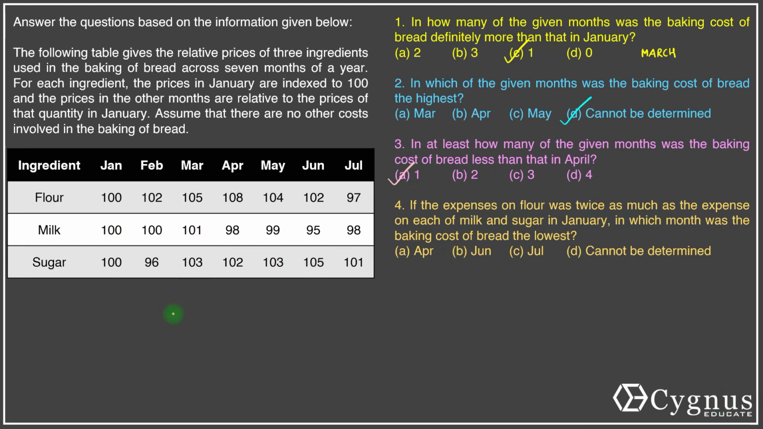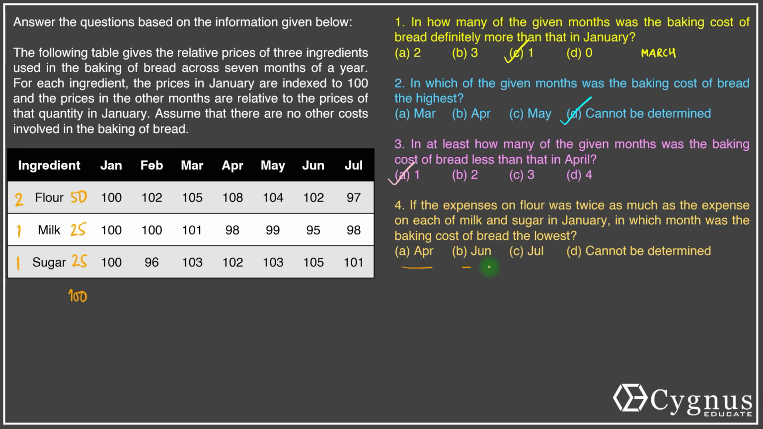If the expenses on flour was twice as much as the expense on each of milk and sugar in January, in which month was the baking cost of bread the lowest? Now they have given us a hint here. Let's say the total cost of baking bread is 100 bucks. Then the cost of flour, milk and sugar should be 50, 25, 25 because the ratio was given to be 2:1:1. Now that we know that, we can find the cost of each of the ingredients in each of the months. So the answer is definitely not cannot be determined. The answer is determinable. All I need to find out is what is the answer.